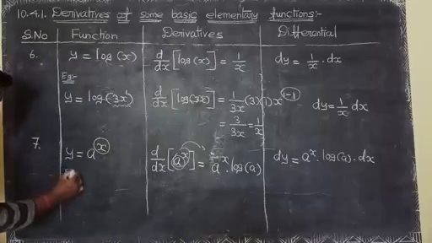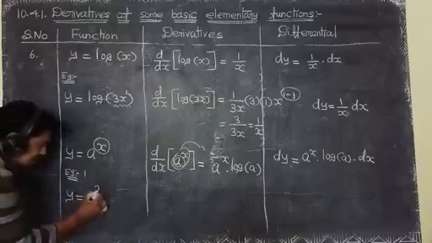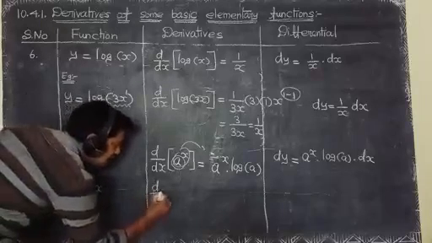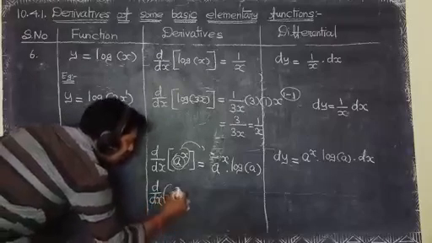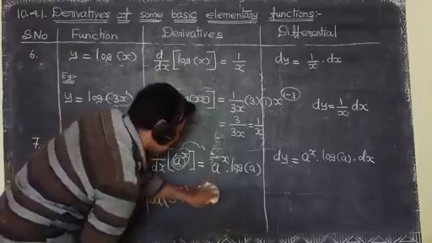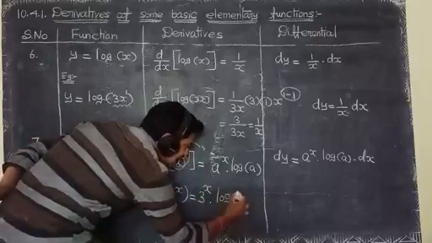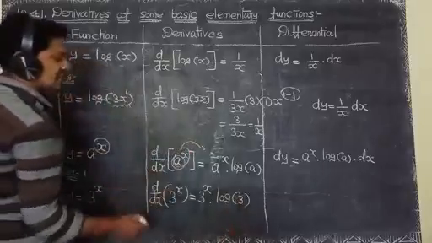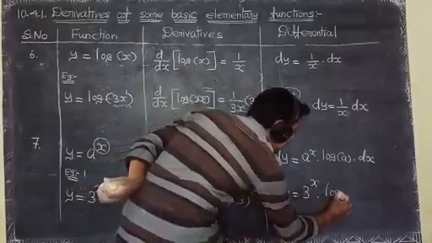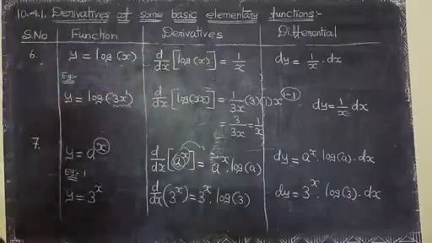For example, y equal to 3 power x. Assume a equal to 3. Therefore, d by dx of 3 power x is equal to, replacing a with 3, 3 power x into log of 3. Therefore, dy equal to 3 power x into log of 3 into dx.